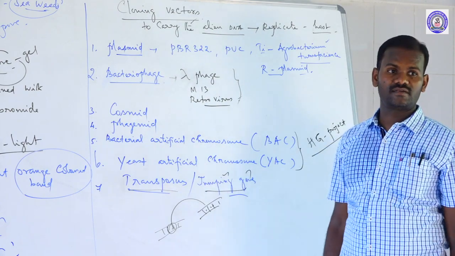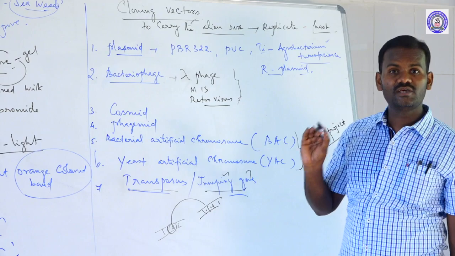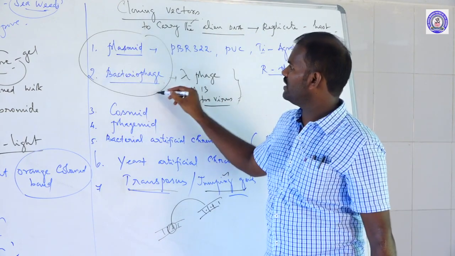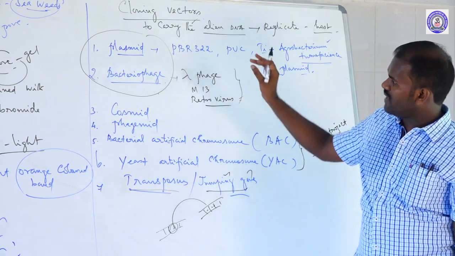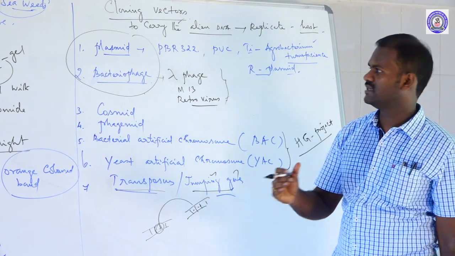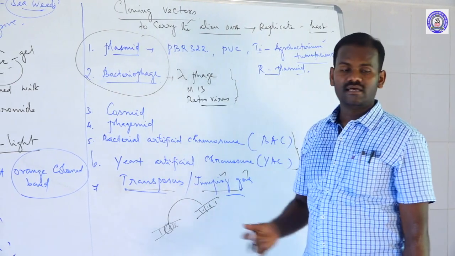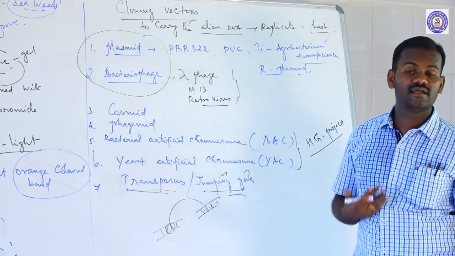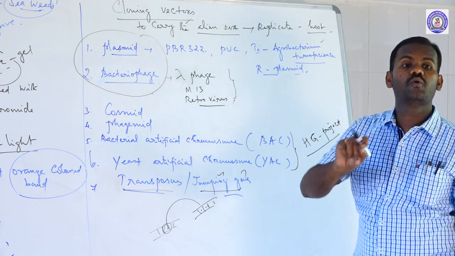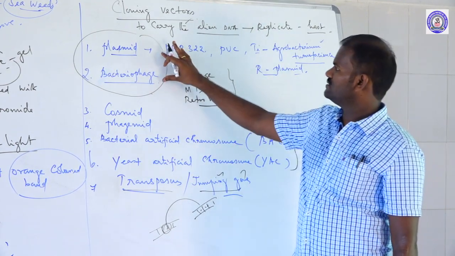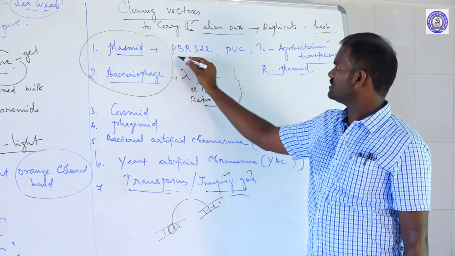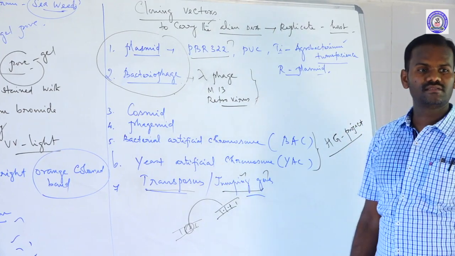Among these seven types of vectors, the most commonly used cloning vehicles are plasmid and bacteriophage. Why are plasmids and bacteriophages commonly used vectors in recombinant DNA technology? Because these two are self-replicating, automatically or independently, within the host cells. That is why they are used the most as vectors. Now we are going to discuss the PBR322 plasmid in detail.